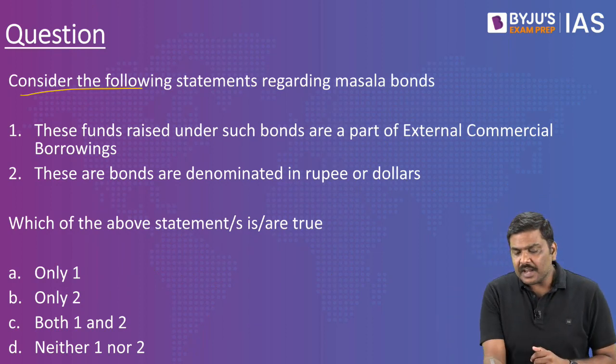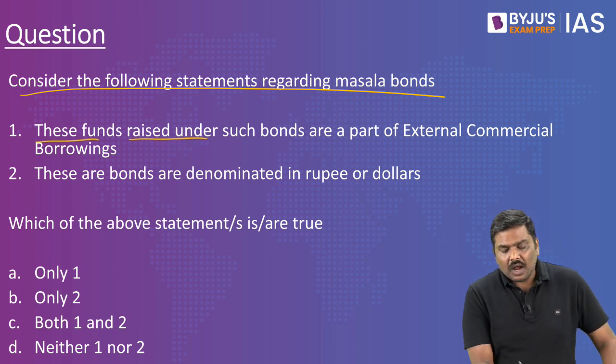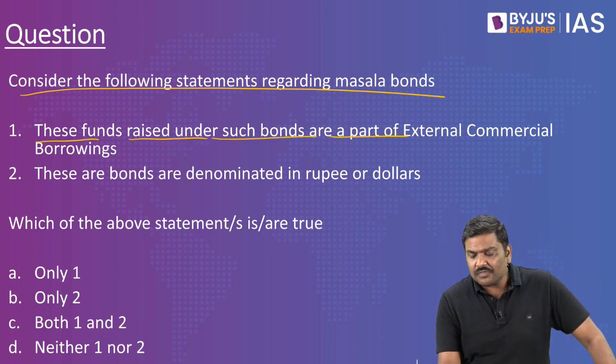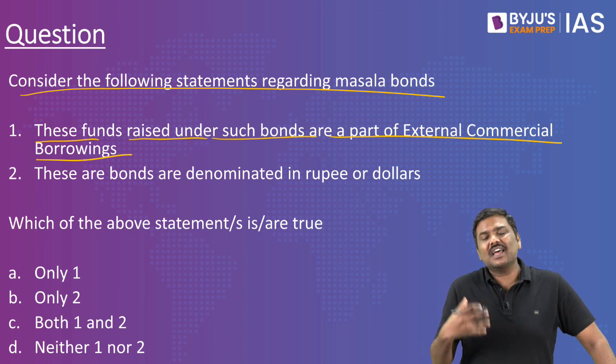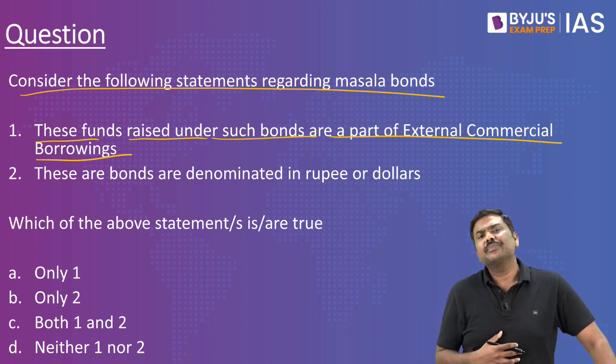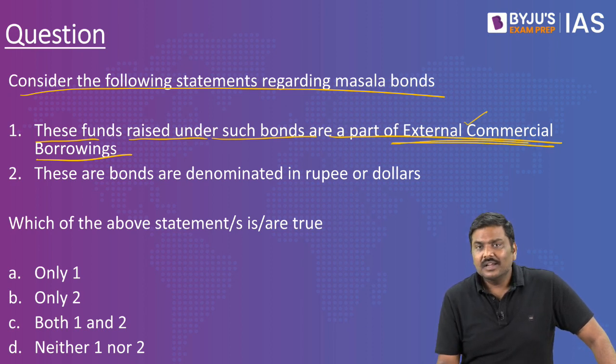Now regarding this, I have given a question here. Consider the following statements regarding Masala Bonds. These funds raised under such bonds are a part of external commercial borrowings. What do you think? Do you think Masala Bonds resources, or let's say revenues collected by the corporate sector, are part of external commercial borrowings? Of course, yes. Right? These are part of ECBs itself.